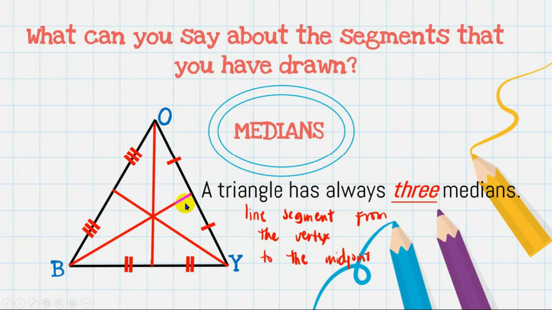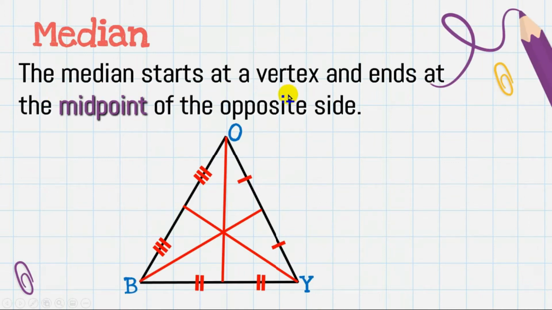Then, pupunta ka dun sa midpoint. Siyempre, hindi naman tayo magkakaroon ng midpoint kung hindi pa muna natin hinanap si midpoint. Una sa lahat, we have to measure the sides, look for the midpoint, and then saka pa tayo makakapag-draw ng mga medians. Okay? Now, the median starts at the vertex and ends at the midpoint of the opposite side.